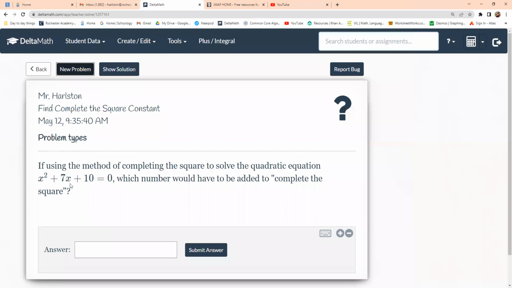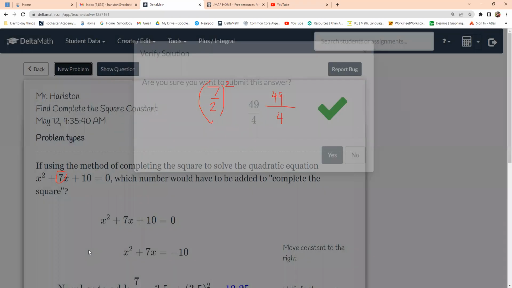Okay, next. Same thing. You just take the middle term, divide it by 2, and that's going to be 3.5, and then you square it. I'm going to do it this way. So we take this 7, we split it in half, so it's going to be 7 over 2, and then you square it. That's what we add. So it's going to be 49 over 4. And that would be our answer. So I come down here and I put 49 divided by 4. And it says, good job.